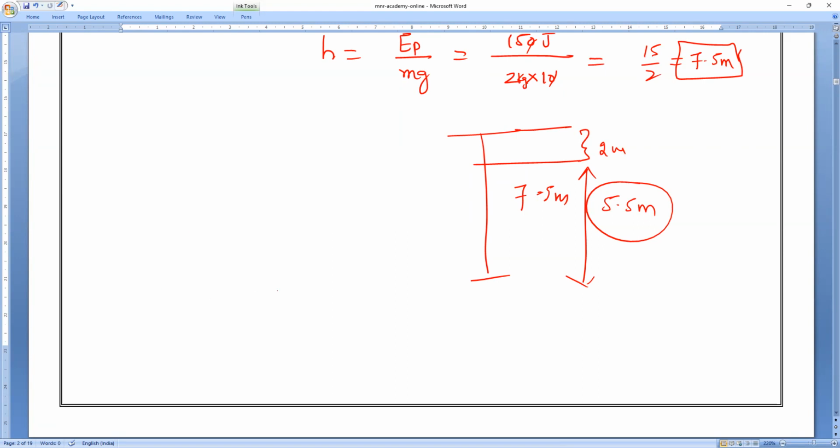Okay, now calculate the new potential energy. So what is that? mgh. So m is 2 kg, g value is 10, height is 5.5 meters. Can you find it, everybody? What is the answer? 20 into 5.5, which is equal to 110 joules. Everybody solve it.